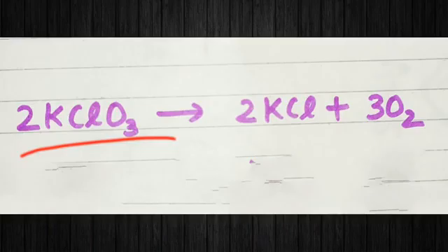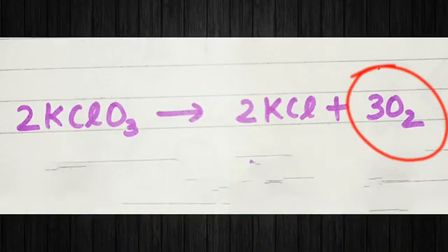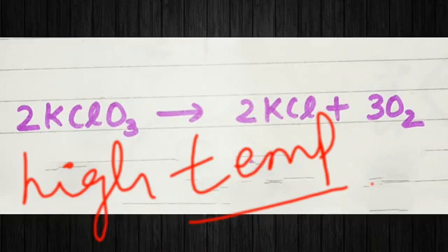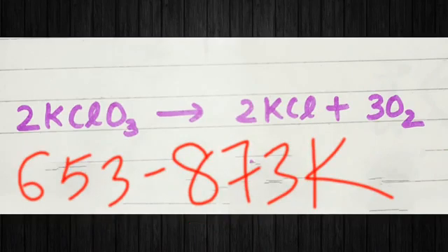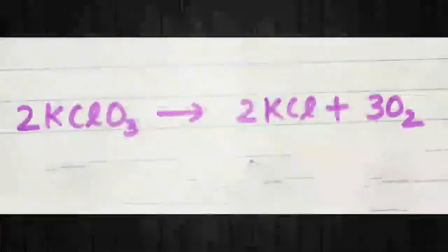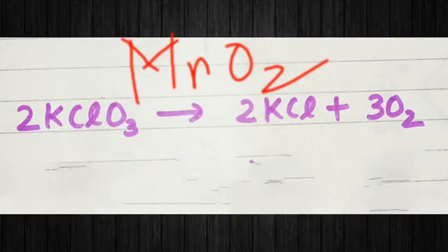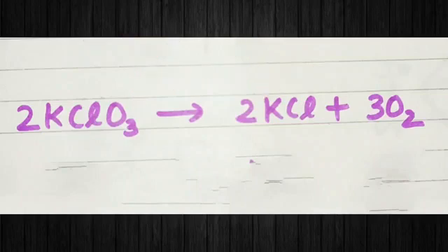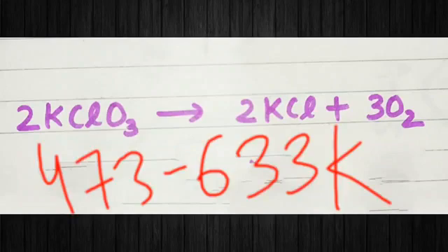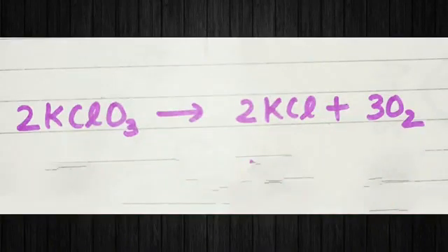Students, when KClO3 is heated strongly, it decomposes to give O2. The decomposition takes place at high temperature like 653 to 873 Kelvin. However, when a small amount of MnO2 is added, the decomposition not only becomes faster but takes place at much lower temperature, that is in the range of 473 to 633 Kelvin. And very interesting thing is that the added MnO2, manganese dioxide, remains unchanged with respect to its mass and composition.